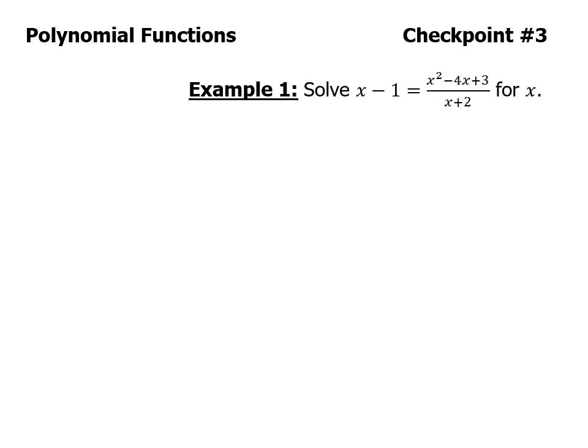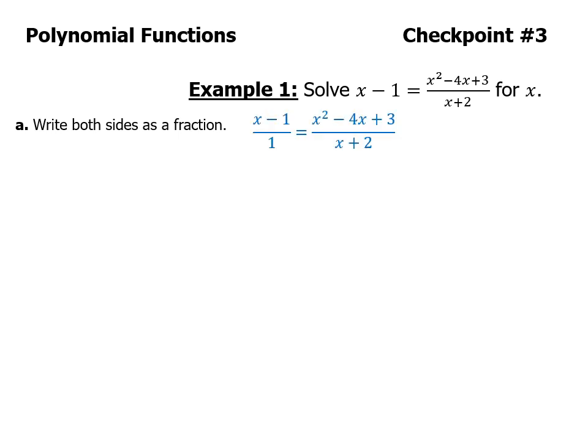So example 1, solve x minus 1 equals (x squared minus 4x plus 3) over (x plus 2) for x. First, write both sides as a fraction. The left side can be written as x minus 1 over 1. And then identify the least common denominator. Well, between 1 and x plus 2, that's just x plus 2.